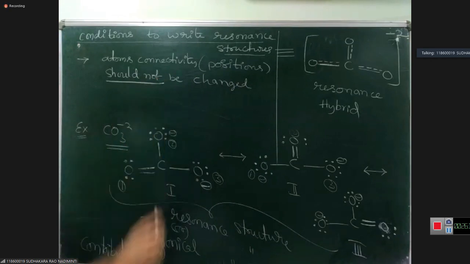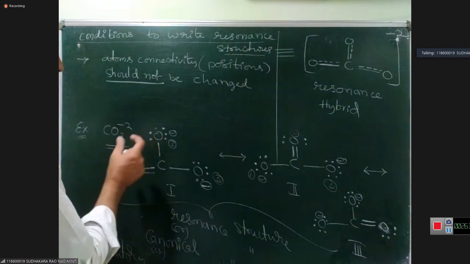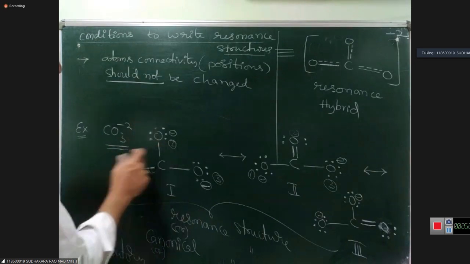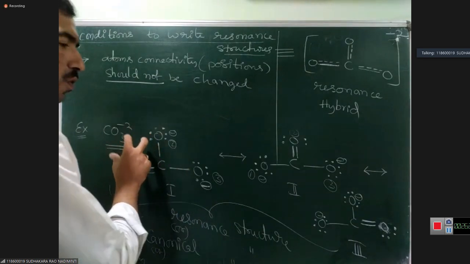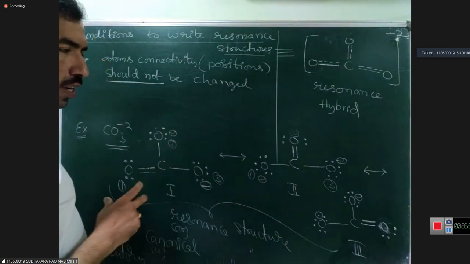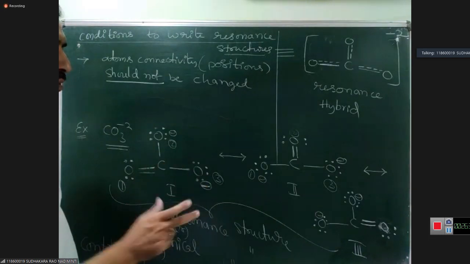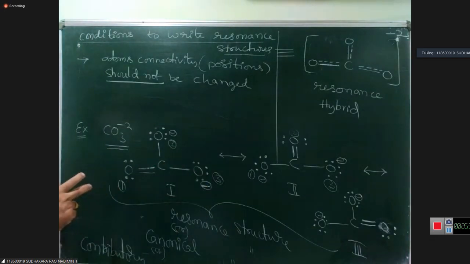In every resonance structure, once you write one atom or one particular connectivity, you have to write all the resonance structures with the same connectivity only. Connectivity should not be changed. The position of atoms should not be changed.